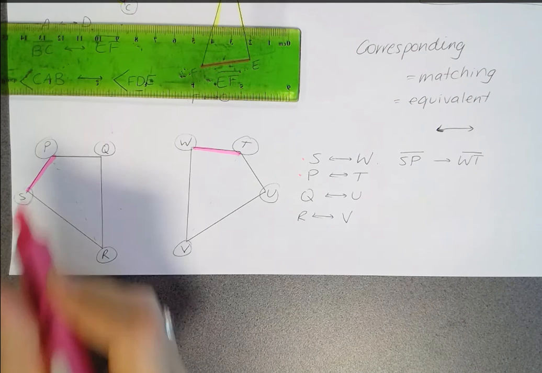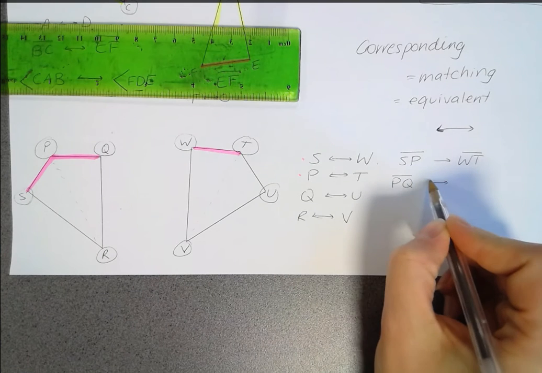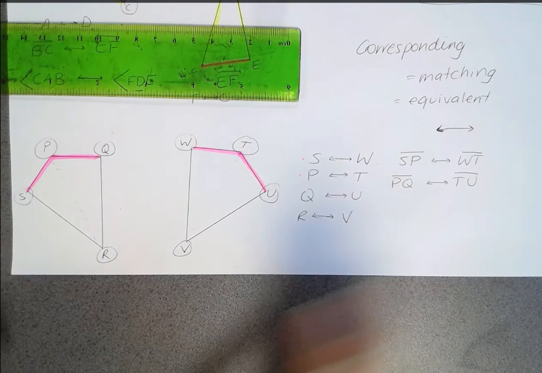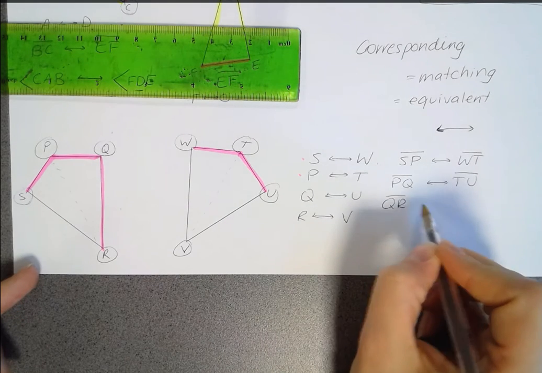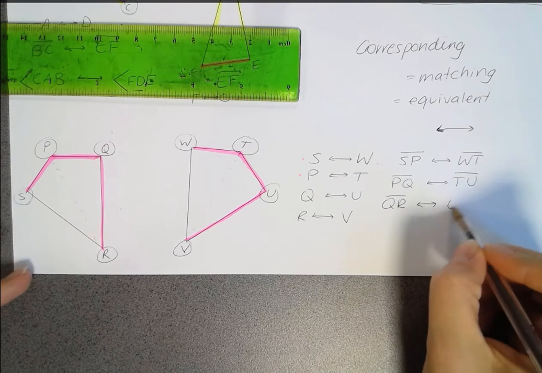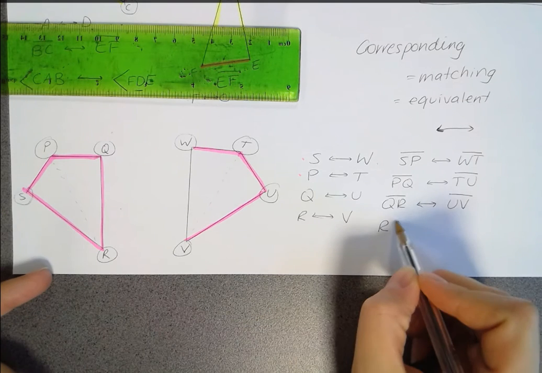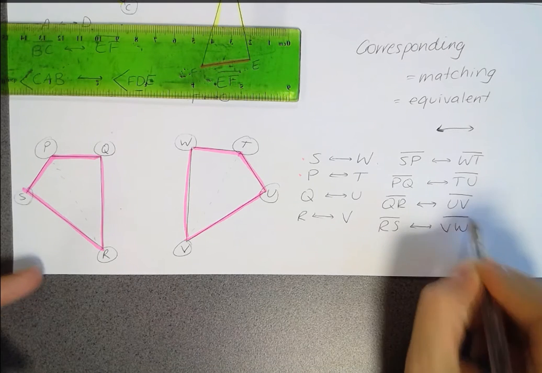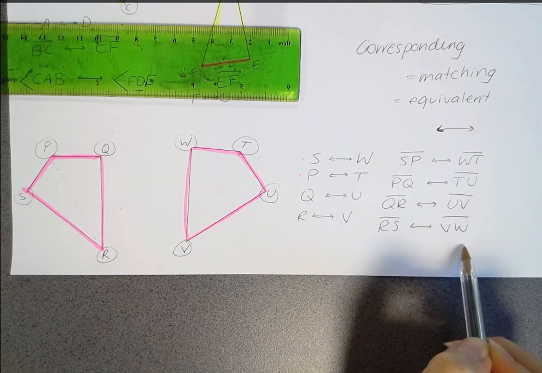Now let's keep going around our shape. P to Q side will correspond with T to U. We have QR, side QR will correspond to side UV, and our final side RS will correspond to VW. Alright, so there are our vertices and our sides here, remembering that's the way we write the sides.